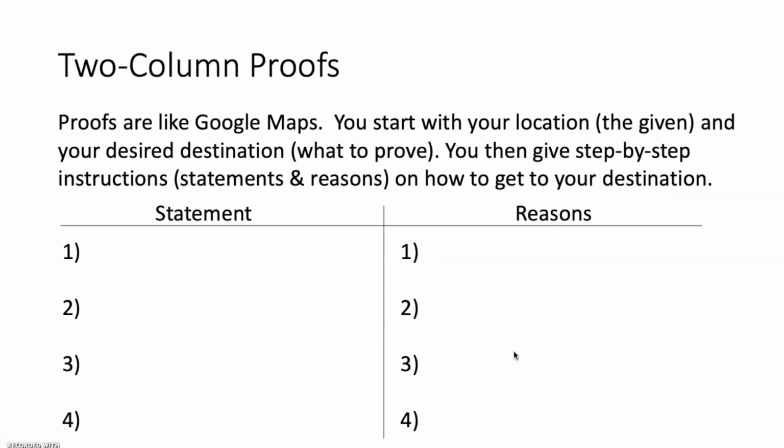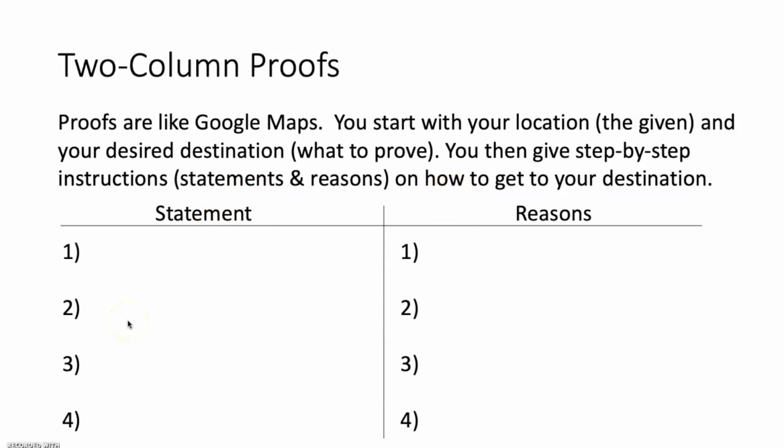Now let's quickly talk about two-column proofs. This is what we're going to do for most of this chapter. So two-column proofs are like Google Maps. You're going to start with your location, which is the given, and then your desired destination, what you want to prove. Then you're going to give step-by-step instructions, which are statements and reasons, on how you get to your destination.